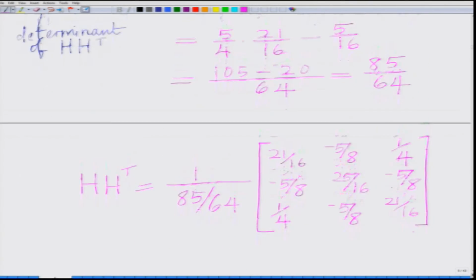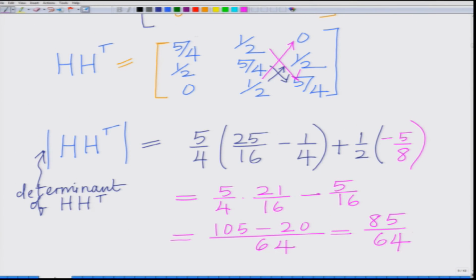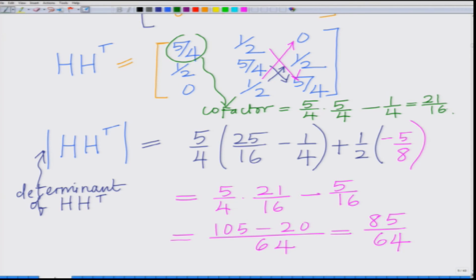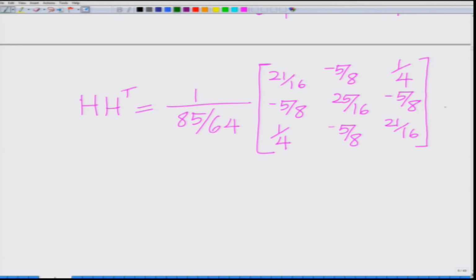And basically, if you look at this, the cofactor is very simple. For instance, the cofactor of this element, we have already evaluated that cofactor of 5 by 4. The cofactor of this element is basically 5 by 4 times 5 by 4 minus 1 by 4 times 1 by 4, equals 21 by 16 and so on. So, you can look it up, this is the matrix of cofactors, which can be found in any standard textbook on linear algebra.